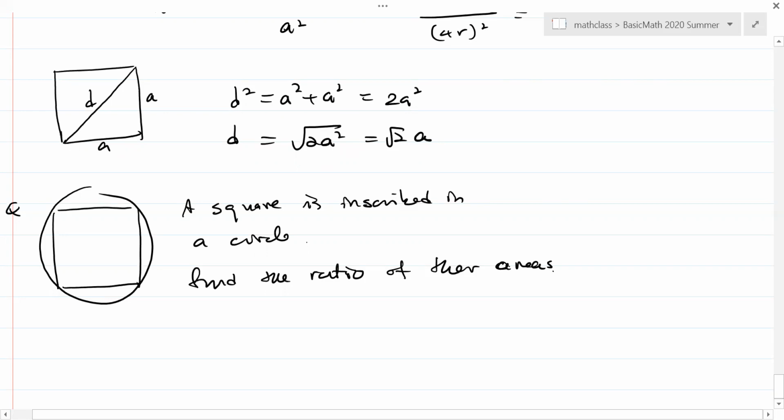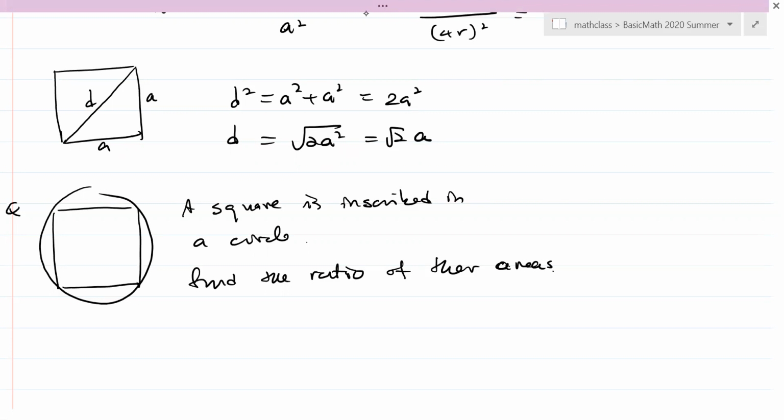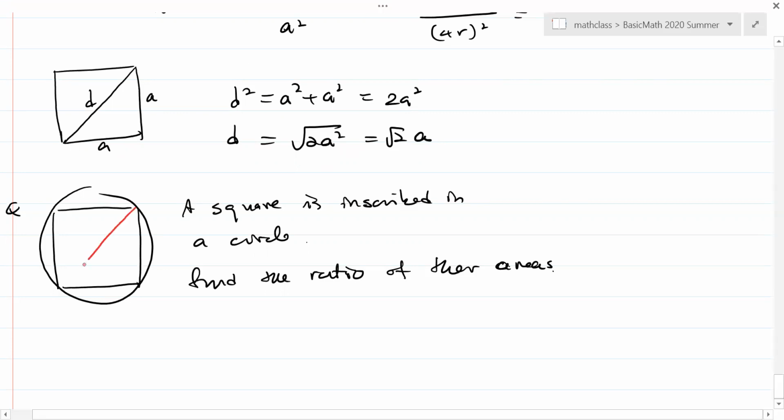So the key point, my hint, is to draw the diameter of the circle, which is also the diagonal of the square. Okay, that's the key point. You draw those, then the remaining part is easy.